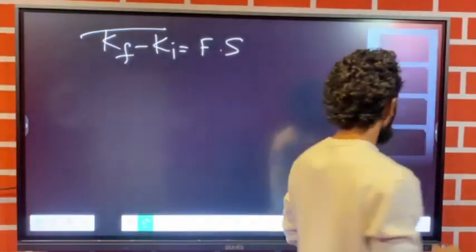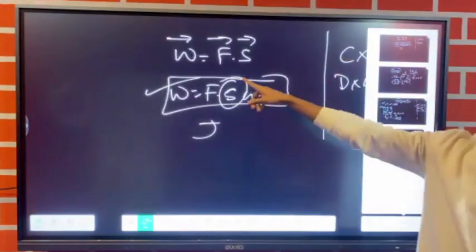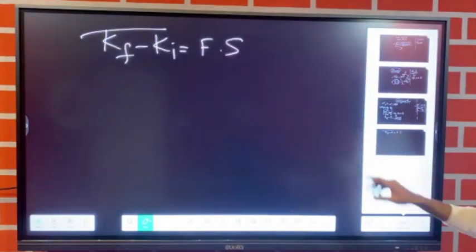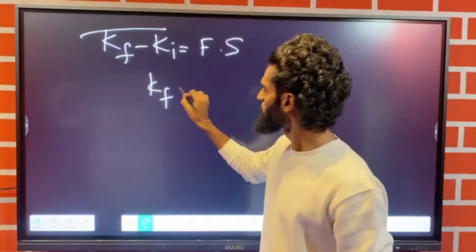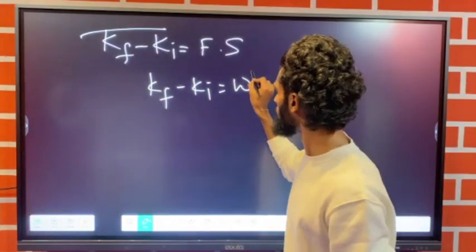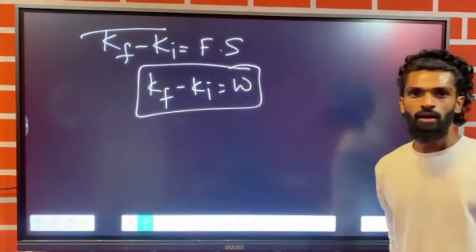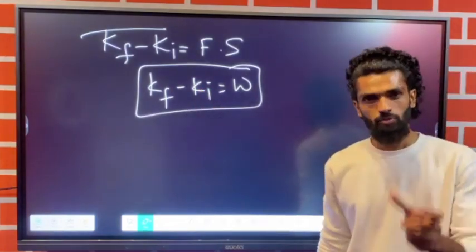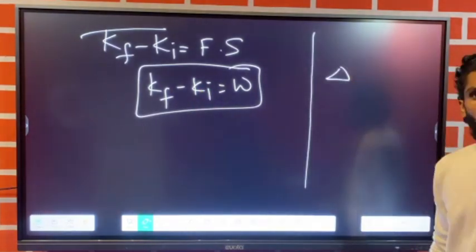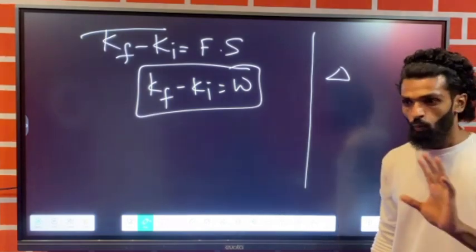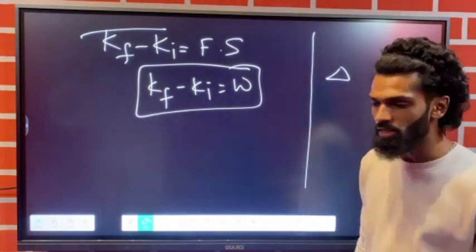Initially, we started with what? W is equal to F dot S. That's exactly what I've got on the right hand side, which means I'm on the correct path, which can be written as KF minus KI equals W. So in other language, a small concept here, listen. Wherever there's a minus, we write it as delta. Delta always means some sort of change. What does the word change mean? Minus.